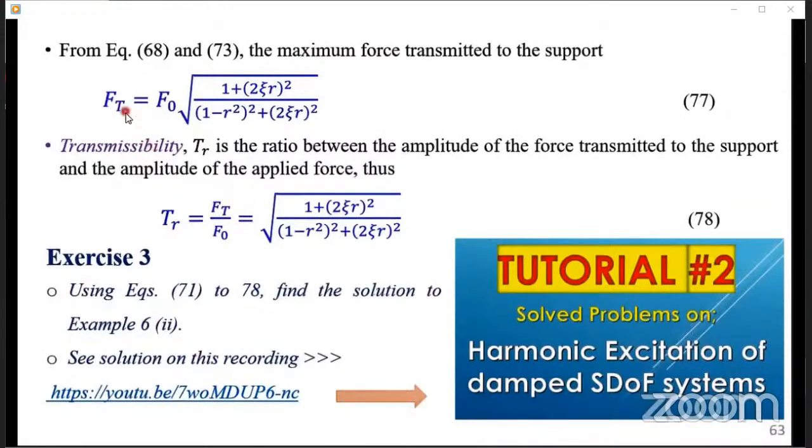But actually, what you just need to use is Ft, the force transmitted to a foundation. You just need to get what F naught is. What is Xi? Xi is already given. What is R, which is Omega over omega? Only those components. So we need to get Xi, R, and F naught, and we use equation 77.